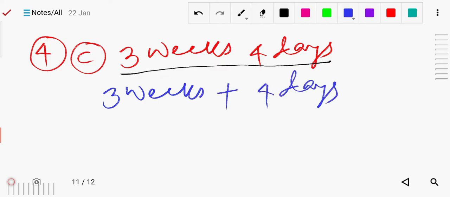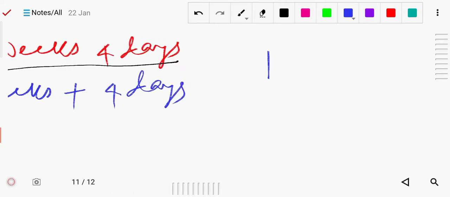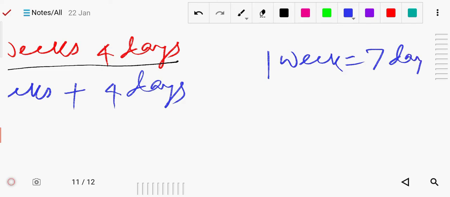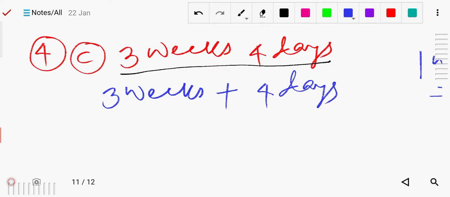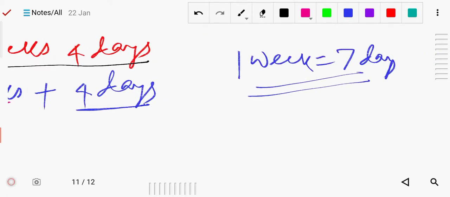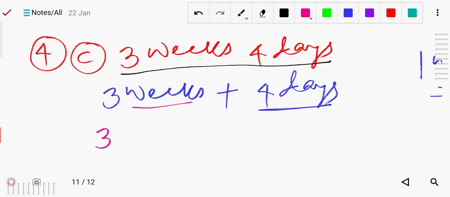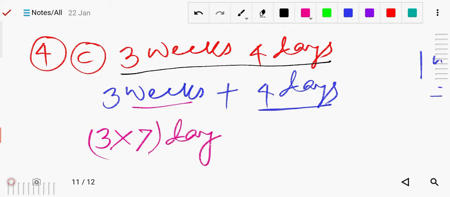Now you know what we have just studied: in 1 week, how many days? 7 days. So now we have to change into days. The 4 days is already in days, no problem, no need to do anything. So this week is the highest unit, and day is the lowest unit. When we are going from highest to lowest, we are multiplying. So multiply by 7, because in 1 week, how many days? 7 days.